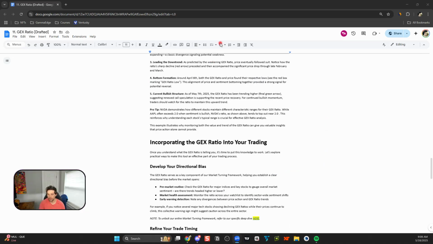So after those 2 examples, you should have a concrete idea of how you can visualize the GEX ratio and use it for understanding the sentiment in the stock, and if it's suggestive of increasing bullish sentiment or increasing bearish sentiment.